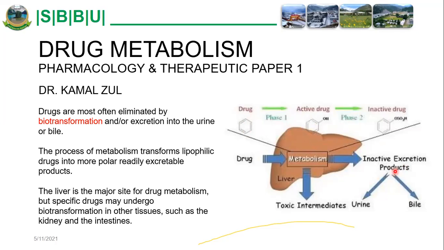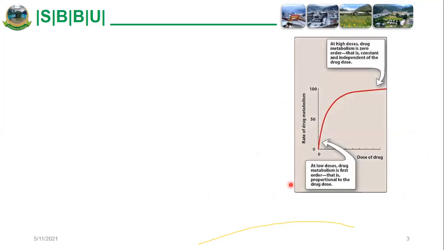But sometimes, with some drugs during metabolism, toxic intermediates may form, and these toxic intermediates may have toxic effects on the body. And whenever it is inactivated to a certain excretion product, it may be excreted either in the urine or in the bile. So this is just a little basic concept. And for most drugs, whenever the drug enters the body, it must be eliminated.